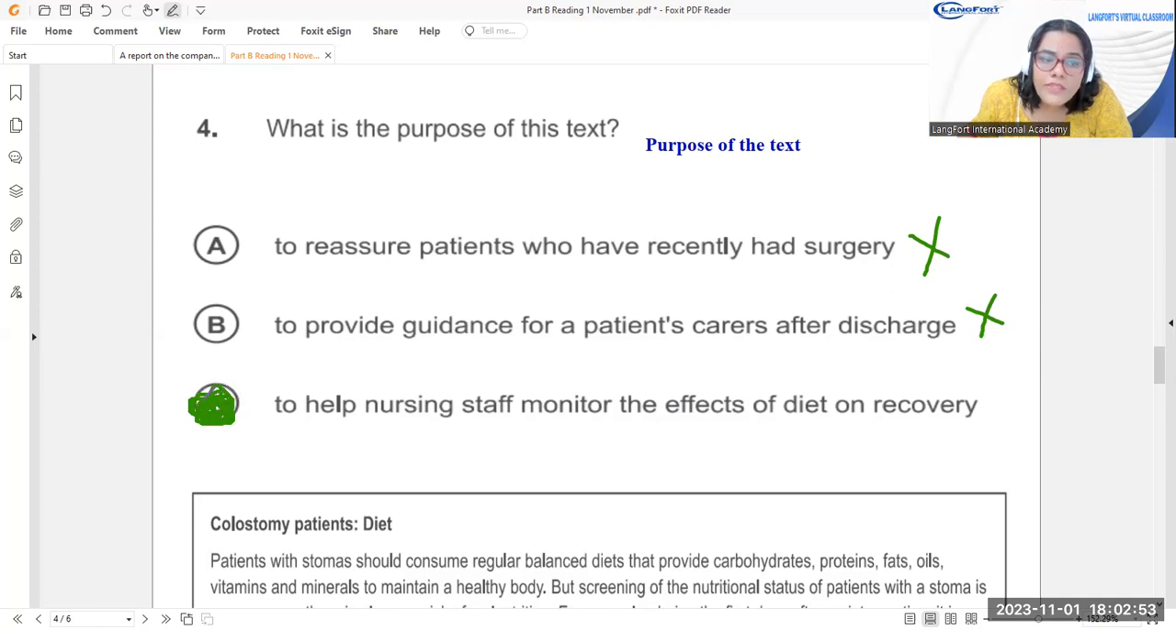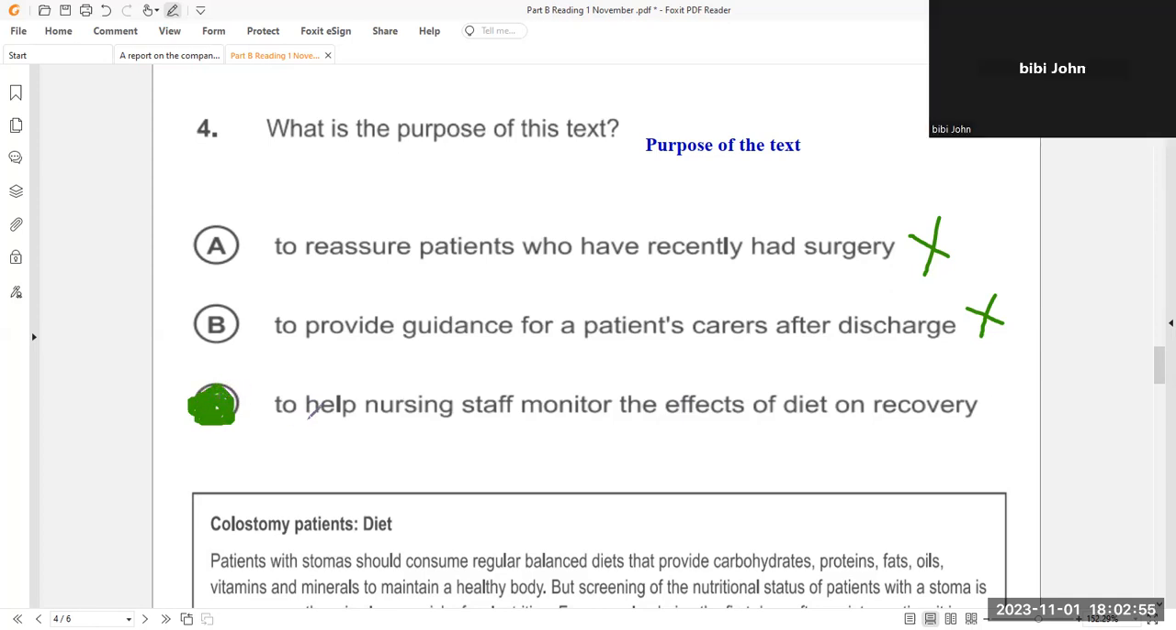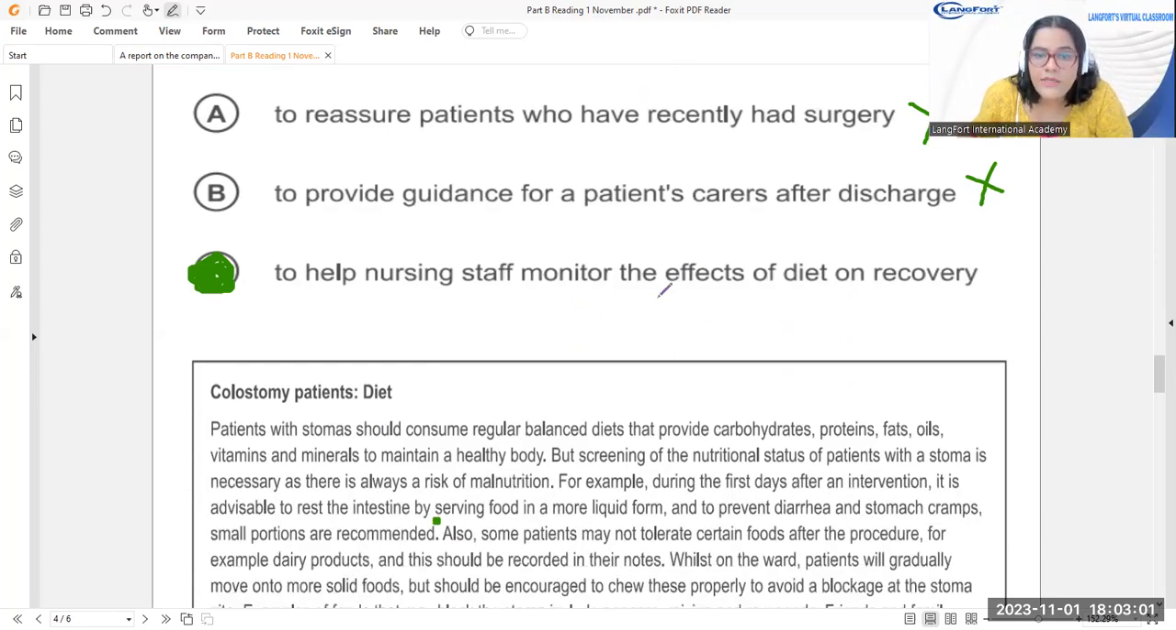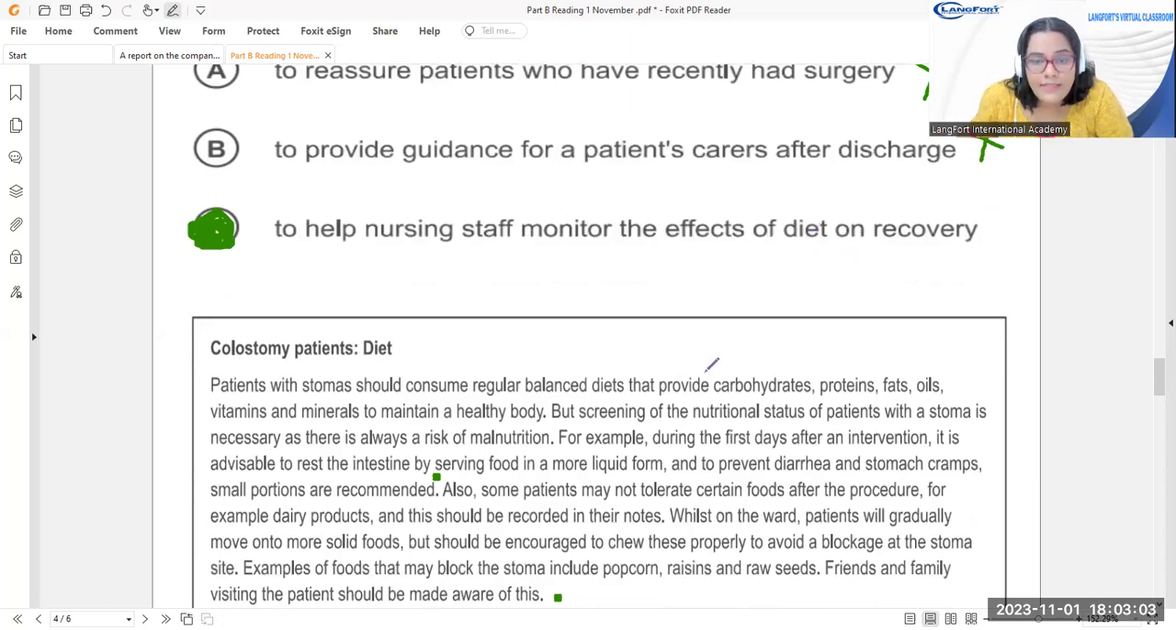But can you read option C for me, please? To help nursing staff monitor the effects of diet on recovery. Right, while the patient is recovering, this extract is to help nursing staff monitor the effects of that. They said the patient needs a balanced diet, but we need to screen to ensure nutritional status, because in the first few days they will be taking liquid forms or small portions, and some foods might not agree with them, such as dairy products, and that should be noted down. Who should note down? The staff members, not the carers.